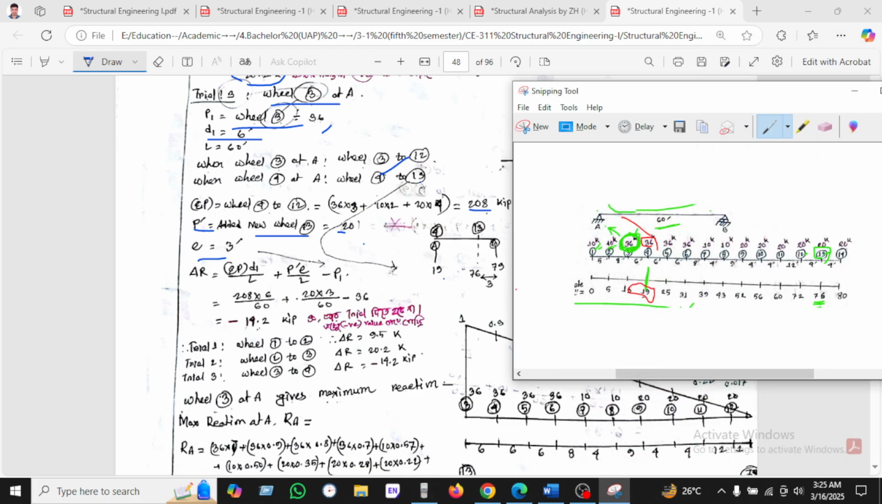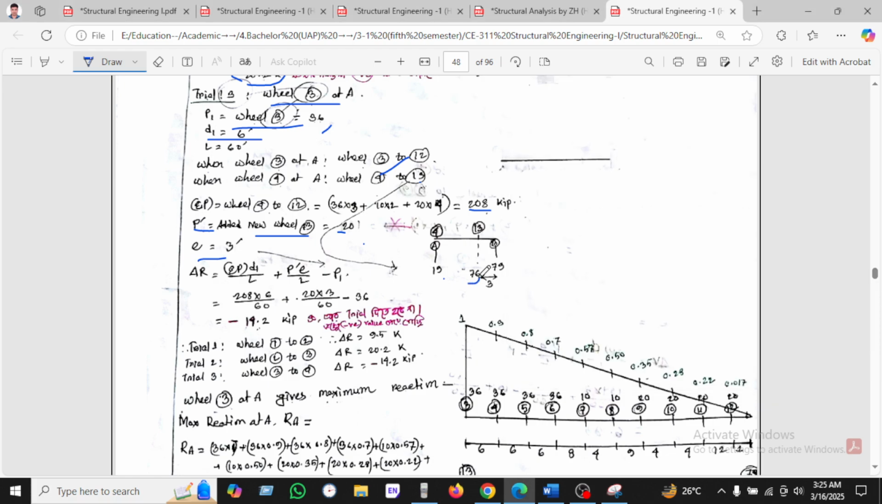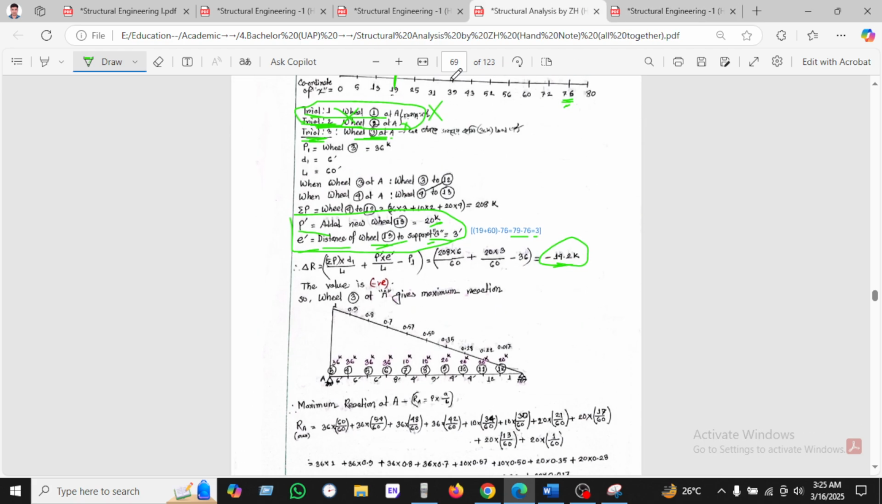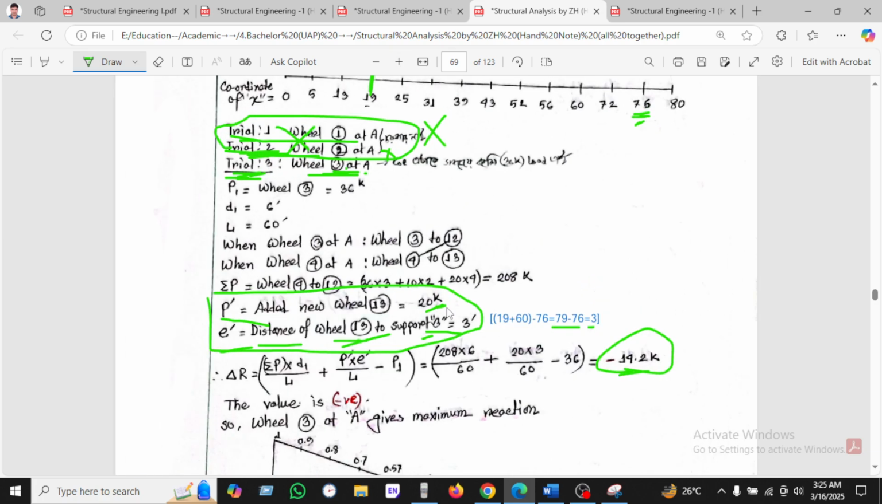So 79, this is our 79. And the wheel position 3 is 76. We have been seeing here the 76. So we have the 76, but we can go to 79. So the distance between wheel 3 and B is 3. This is important, and this is 3. In this way, I have found the value of 3. You must understand this coordinate system.